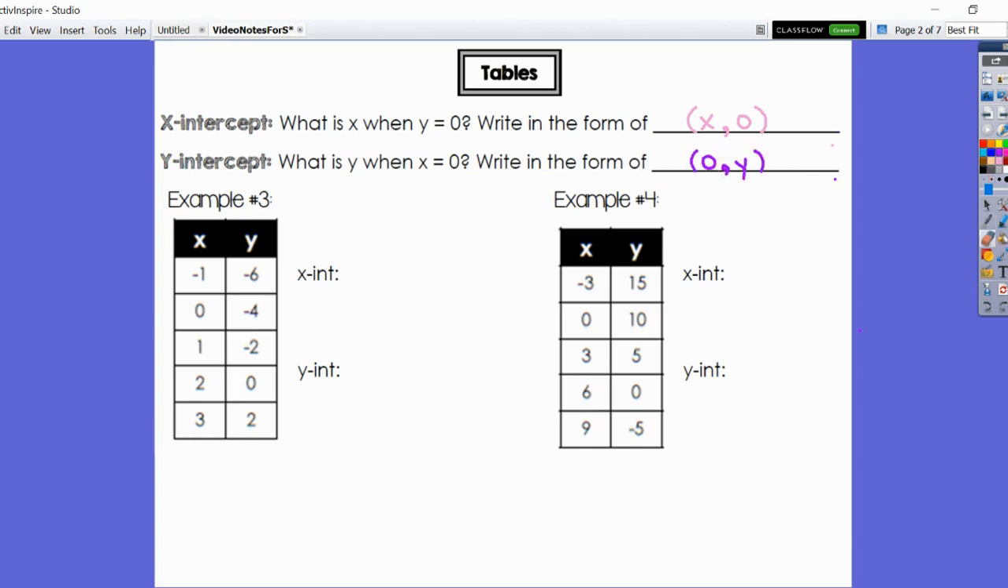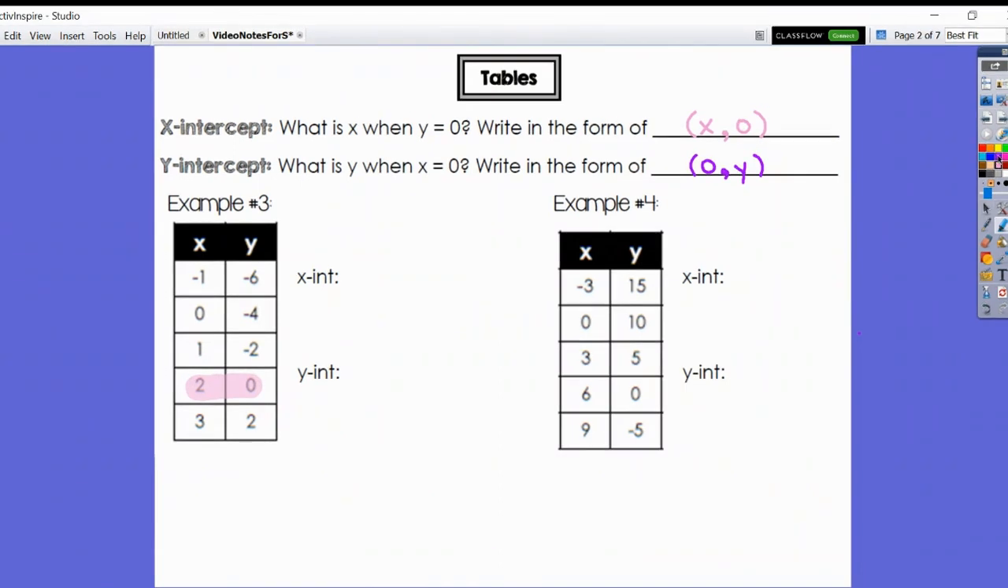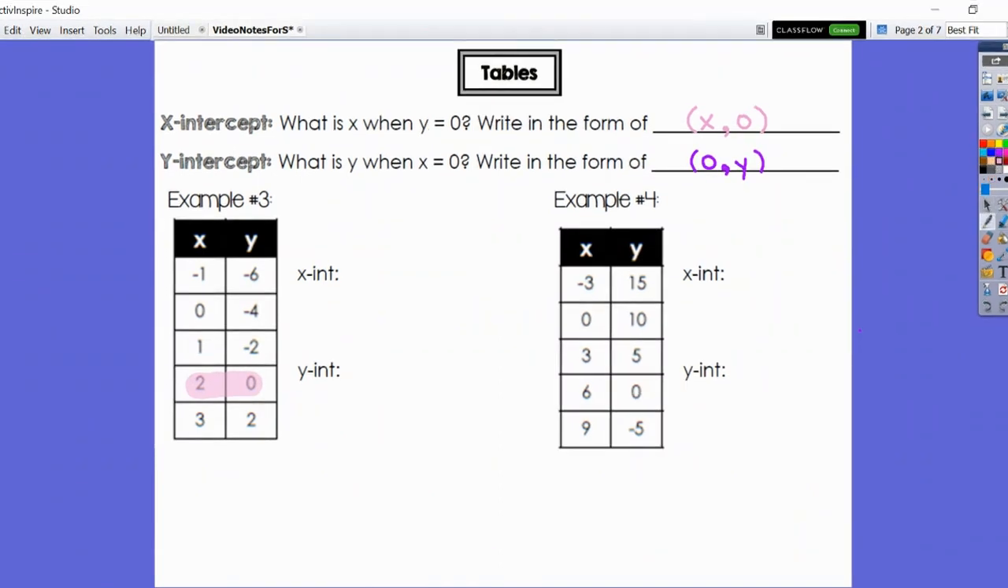Let's go ahead and look at our table. So I'm asking that first question for the x-intercept. I'll highlight it in pink. When my y value is 0 at this point, I'm answering with the x value that corresponds with it. I can write it right as a point from my table. That would be 2 comma 0. Remember, you always name points as x comma y.